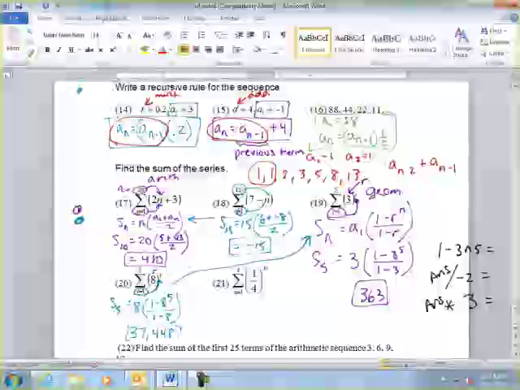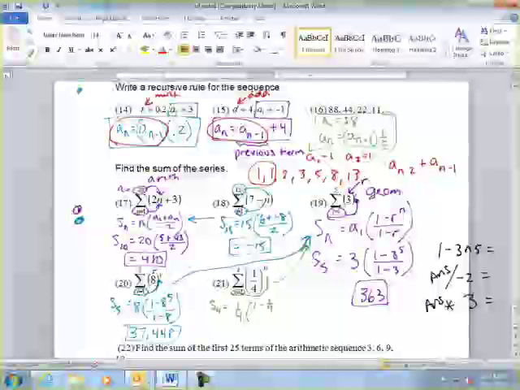Okay, so adding up the first 5 terms of that series would give me 37,448. Number 21 is also geometric, but it has a fraction in there, so we just need to be extra careful with the calculator on this one. So we're going to use the same formula that we did in number 19 for geometric. We're looking for the sum of 4 terms this time. A sub 1 is what we get when we plug in 1, so that's 1/4.